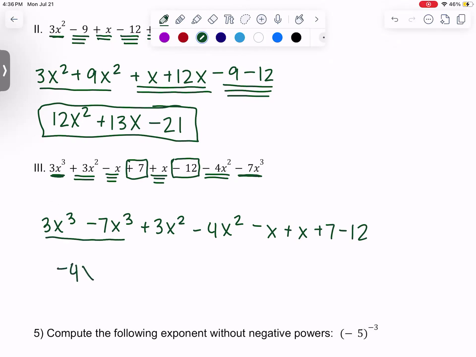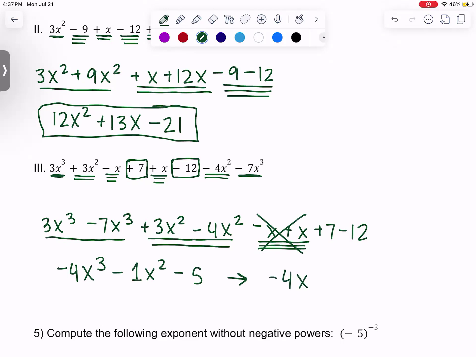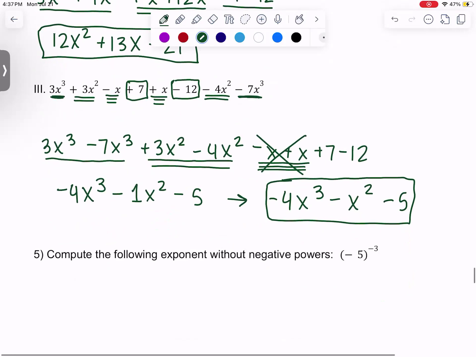3 minus 7 is -4, x to the third. 3 minus 4 is -1. -x plus x is 0. Those are opposites. They cancel. 7 minus 12 is -5. And when 1 is your coefficient, when 1 is in front of a variable, you leave it invisible. That's just telling you there's 1x squared, or just x squared. So that middle term has a coefficient of invisible 1.